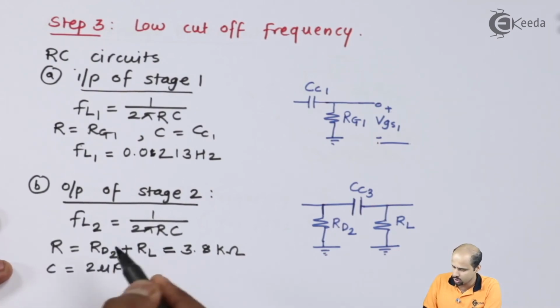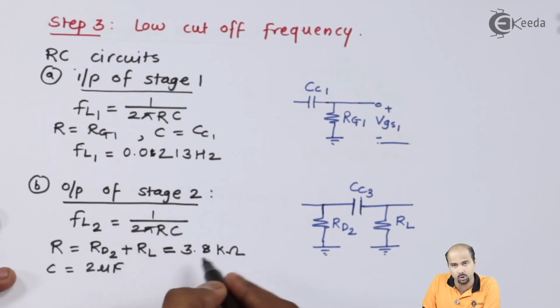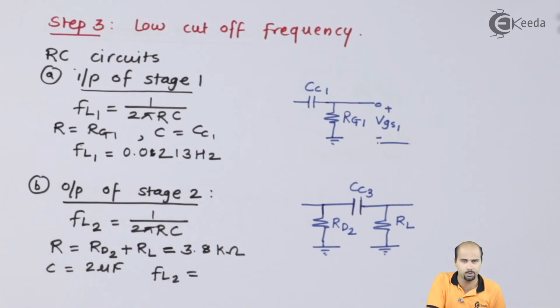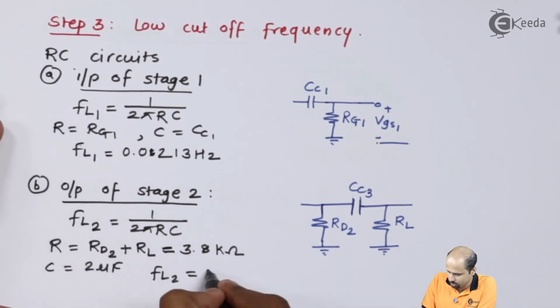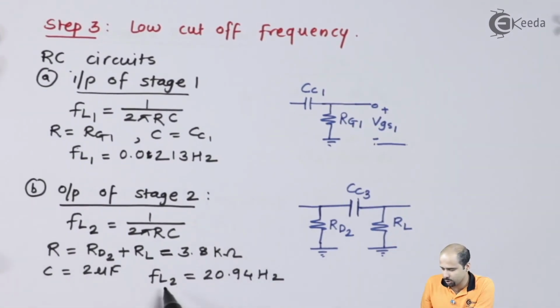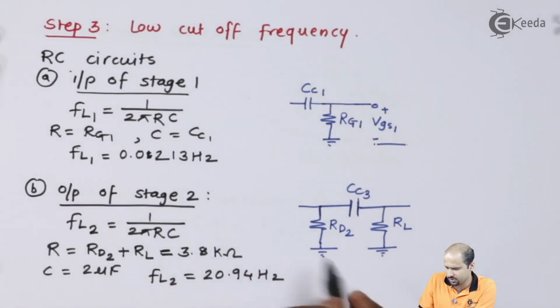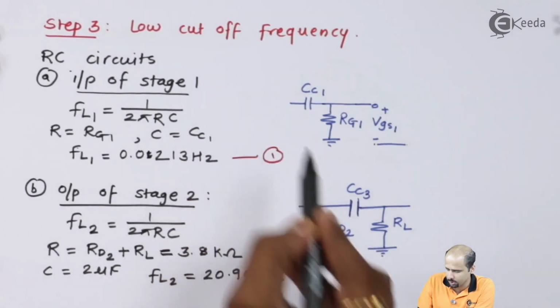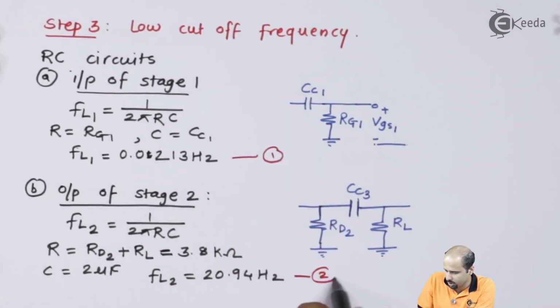So 3.8 kilo ohm is the value of R, and C is nothing but 2 microfarad that is given. So what will be the value of FL2 you will be getting? Calculate the value of FL2 and again come to me, put the value, get the answer. 20.94 is the value. So we will be getting the value of FL2 as 20.94 Hertz. That is the first finding, this is the second finding, or vice versa. I can say this is your equation number 1, this will be your equation number 2.